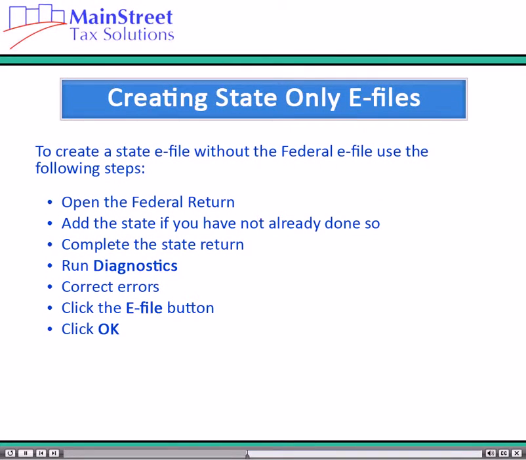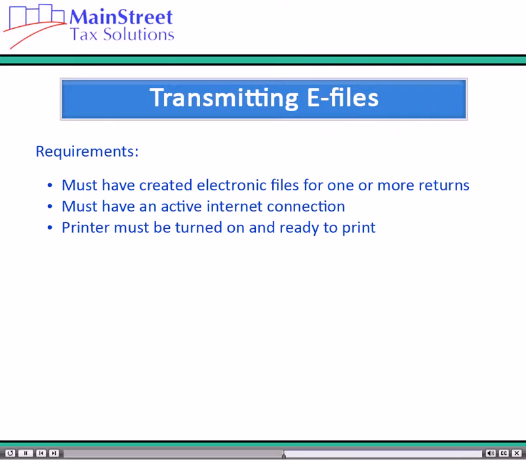To create a state e-file without the federal e-file, follow these steps. Open the federal return, add the state if you have not already done so, complete the state return, run diagnostics, correct any errors, click the e-file button, click OK to continue. Because the IRS already accepted the federal return, or the federal return has no filing requirement, the software does not create a new federal e-file. If the state return meets the state's rules for e-filing, the software creates the state e-file and displays a diagnostics results box.